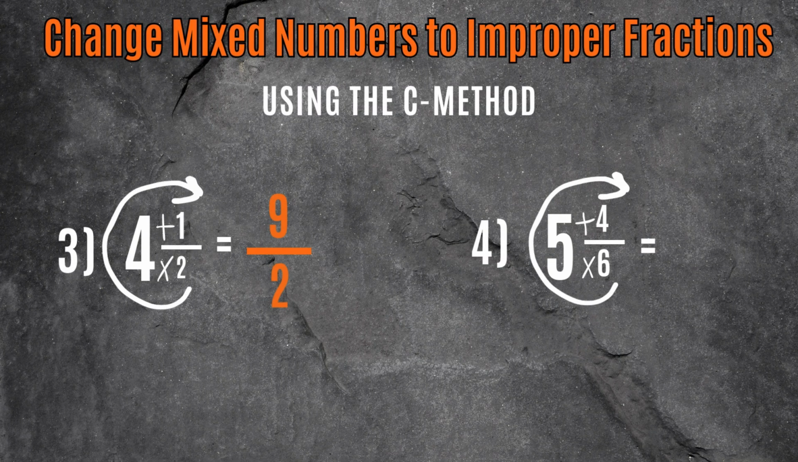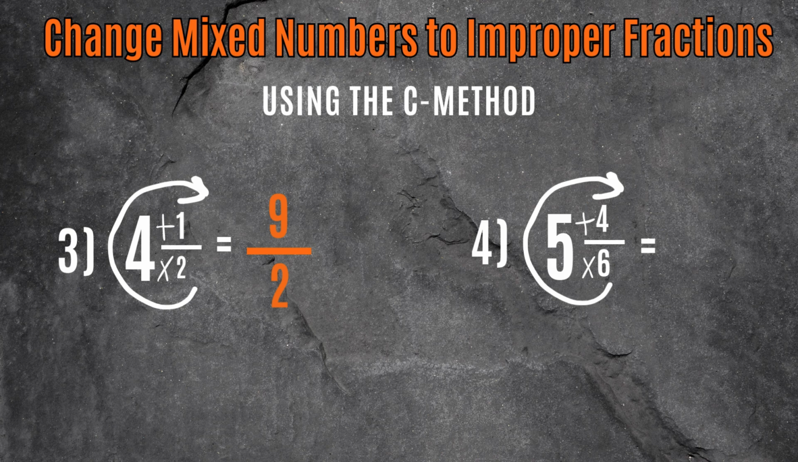All right, let's continue on doing improper fractions using the C method. Again, the C method is denominator times whole number, taking that answer, adding the numerator, and then keeping the original denominator in the mixed number problem. So here we go. In problem number 3, we are going to take 2 times 4, our denominator times our whole. That gives us 8. We add our 1. So we get a new numerator as 9.